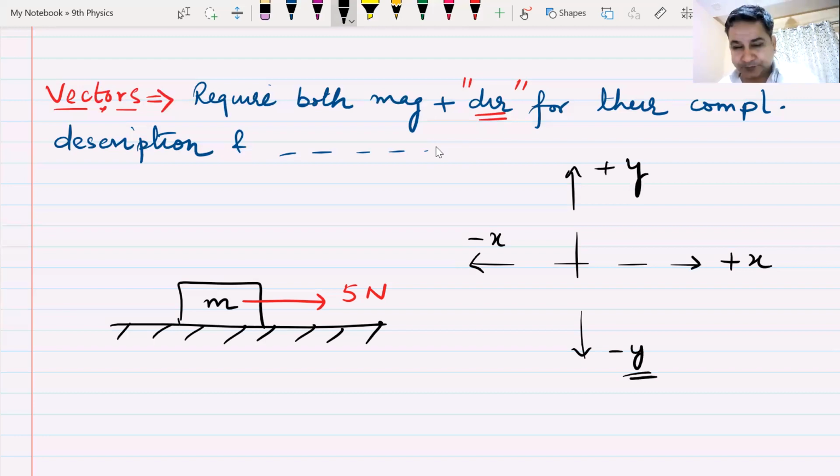Now, if I just tell you I've applied a force of 5 Newton on this body, and I don't tell you the direction, I might tell you the point but I don't tell you direction, see what difference it makes. Now, the same force, same in magnitude but opposite in direction. I applied it in the upward direction. What do you think might happen now?